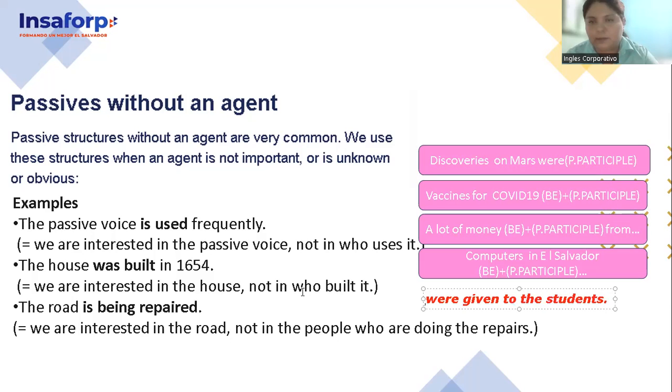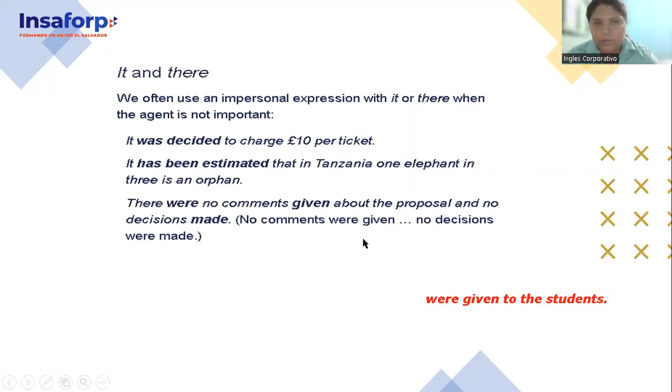Okay. So we continue, and we're gonna be checking some more details, okay? So this is additional, right? It and there. So we often use an impersonal expression with it or there when the agent is not important. So you talk in an impersonal way, right? It was decided to charge 10 euros per ticket. It has been estimated that in Tanzania, one elephant in three is an orphan.